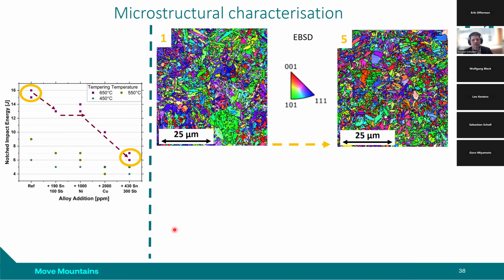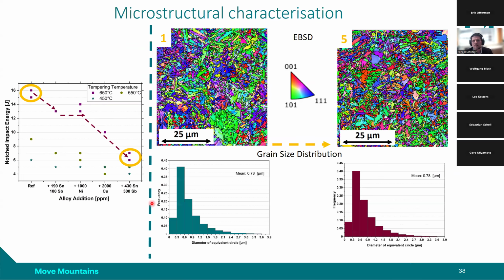In order to clarify that, we again did microstructural characterization, using SEM and EBSD, electron backscatter diffraction, and evaluated grain sizes. When you compare the alloy on the very left side, the reference alloy, and the one on the right side with the highest contents of tin and antimony, you can see there is almost no, or even no, difference in the grain size. Here are the mean values, here's the distribution of the grain size. And also from the EBSD evaluation, one would say they look very similar.